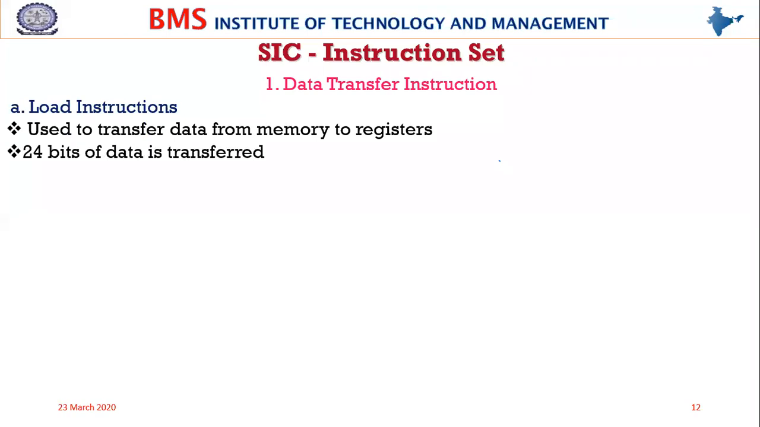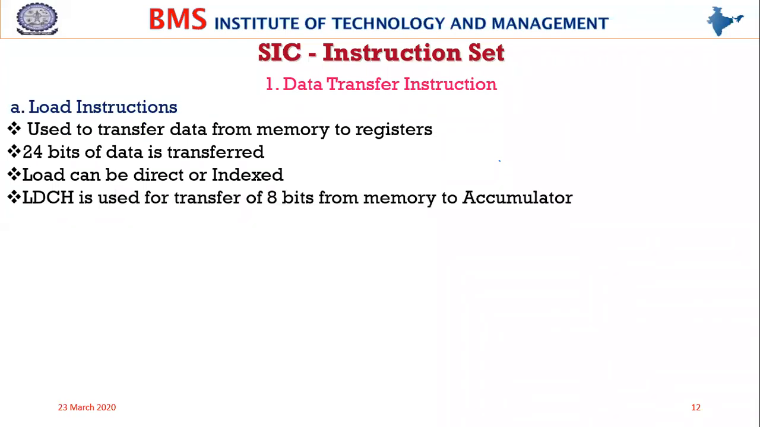Usually the data transfer is 24 bits at once. And load can be direct also, and it can be indexed also. If the X bit is 1, it is going to be indexed. But we do have a special instruction called LDCH, which transfers only 8 bits of data, loading a character.